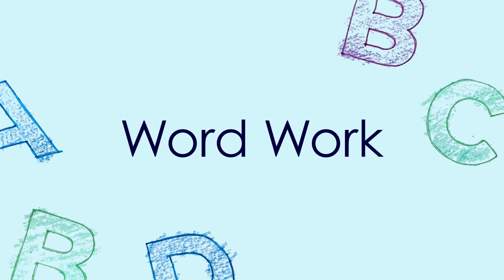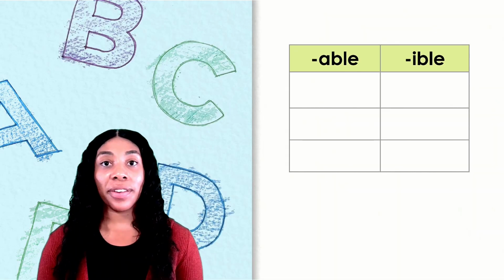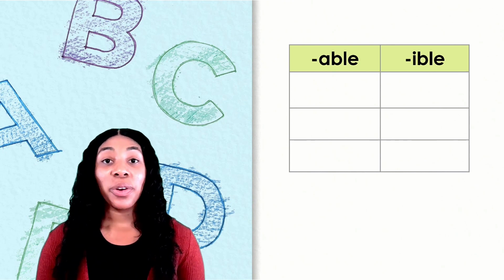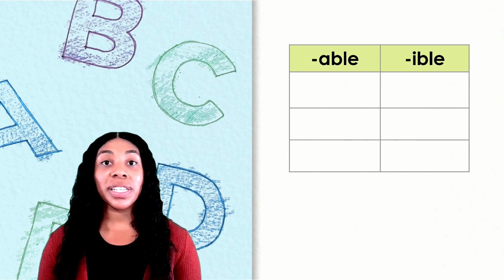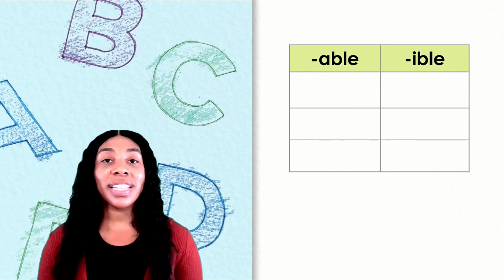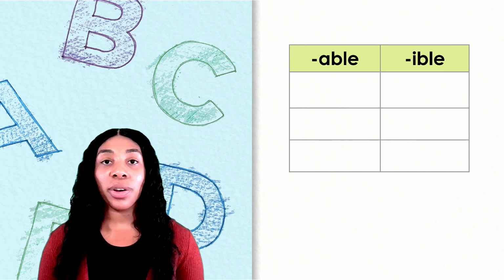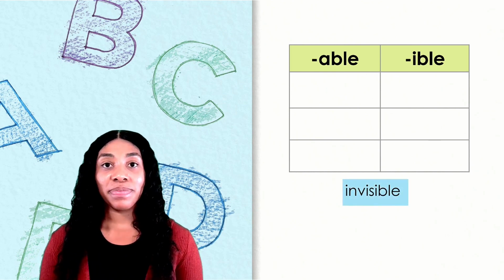Word work. We've been working with words with the bull sound at the end. Today, we will practice reading and spelling these words. We can sort them by the spelling pattern they use to make the bull sound. Let's read words and sort them into the categories ABLE or IBLE. Let's go. Go ahead and read our first word.